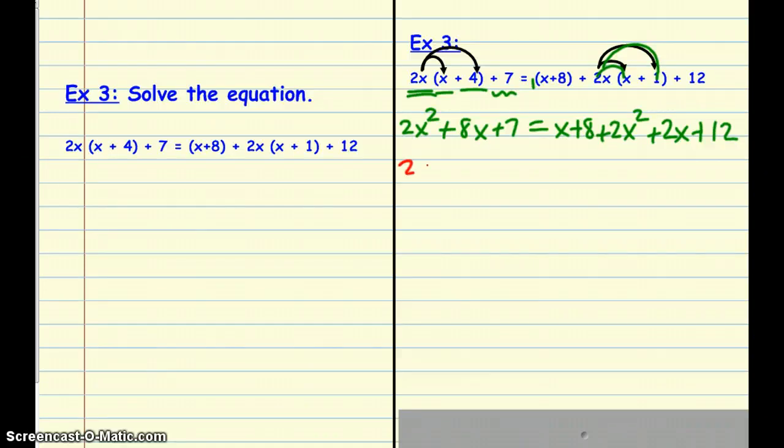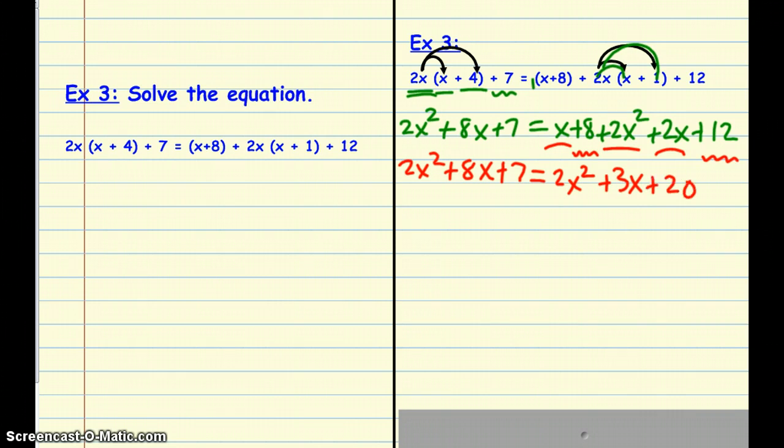There isn't anything else to combine as far as like terms. So I'm going to write my 2x squared plus 8x plus 7 equals, and as I look on this right-hand side, there's just this 2x squared, and I have x and 2x, so 1x plus 2x is 3x, and then I have my 8 and my 12, so 8 plus 12 is 20.